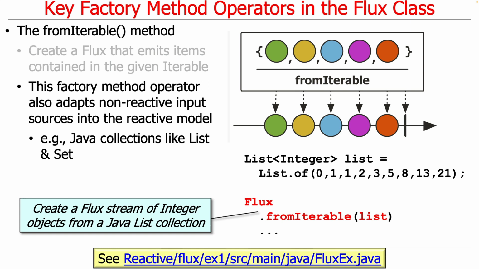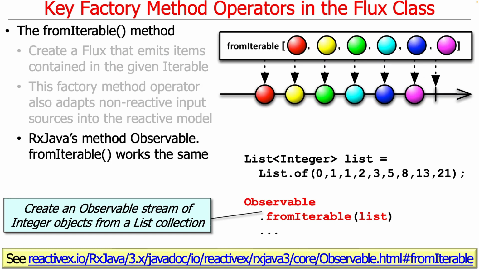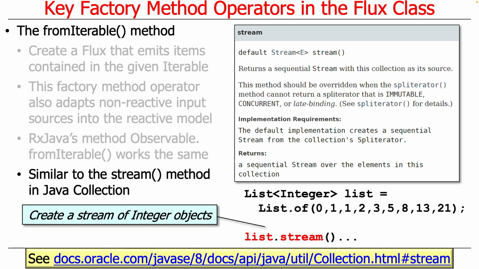This factory method, like just, also adapts non-reactive input into the reactive model. And it typically works with Java collections like lists and sets. So here's a very simple example. We have a list of integers, which contain duplicates. And here we create a Flux stream of integer objects from the Java list collection. Pretty straightforward. RxJava has a fromIterable that works exactly the same way.